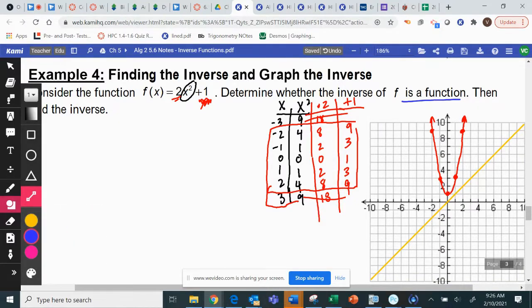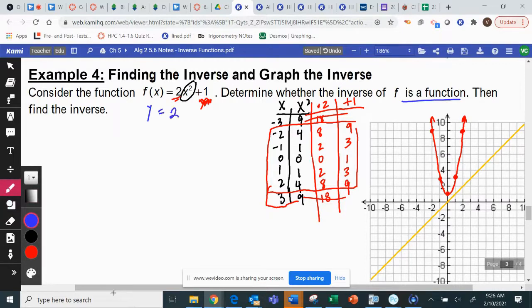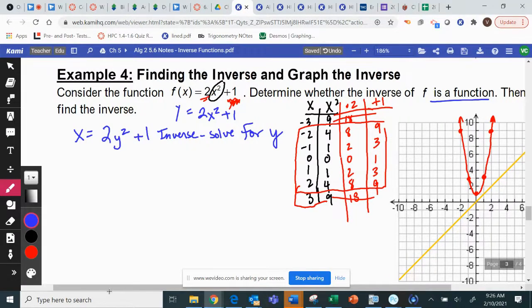And now we're going to go talk about the inverse. So to start with the inverse, we're going to switch the x and the y. So I'm going to have x equals 2y squared plus 1. That's my inverse. And then I'm going to solve that for y. So I'm going to subtract 1. Then I'm going to divide by 2.